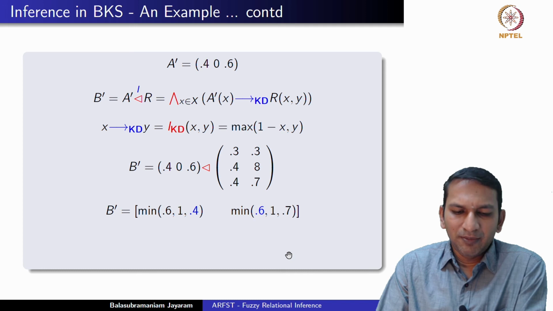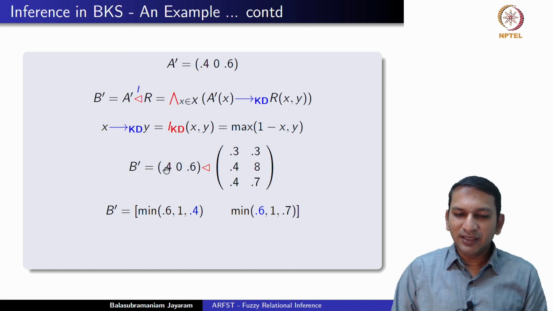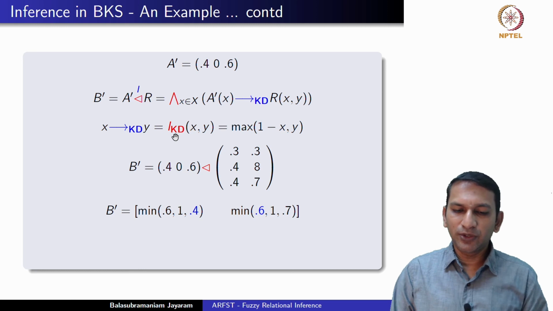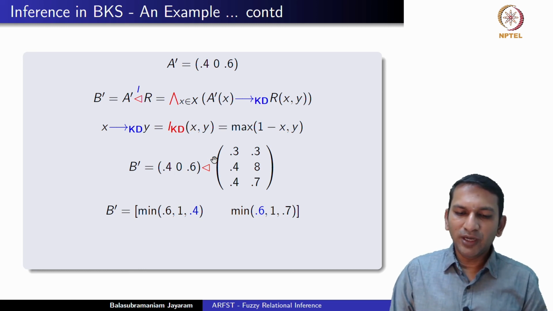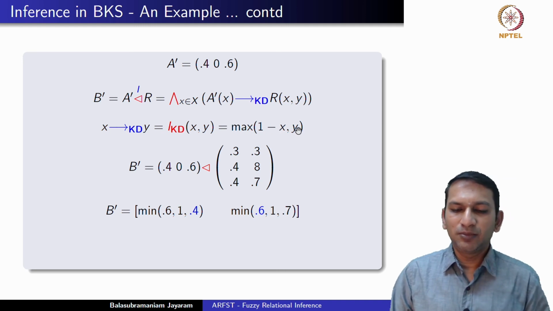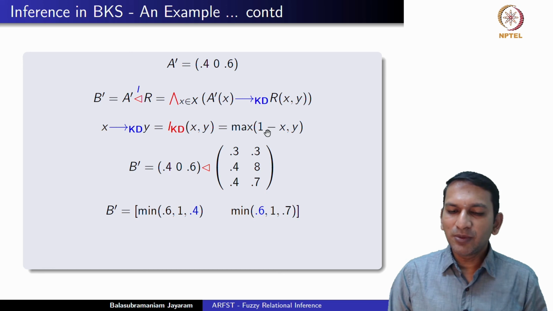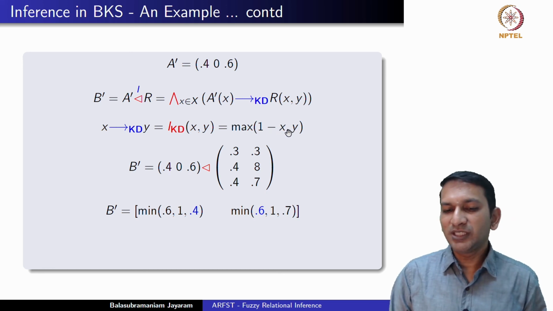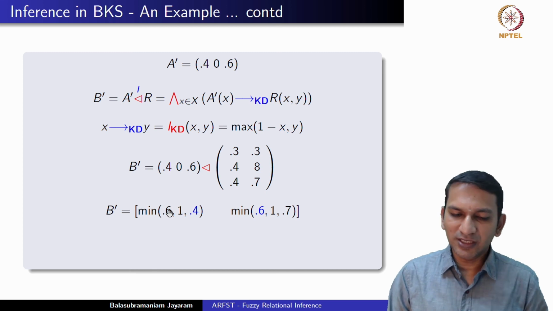Note that B dash: we are taking this row into this column, but instead of taking the product, sum of products, we are going to take min of implication. This is the implication that we are going to use. Now let's look at 0.4 and 0.3. What is IKD of 0.4, 0.3? We need to substitute 0.4 for x and 0.3 for y. So maximum of 1 minus 0.4, 0.3, which is maximum of 0.6, 0.3, so it is 0.6.